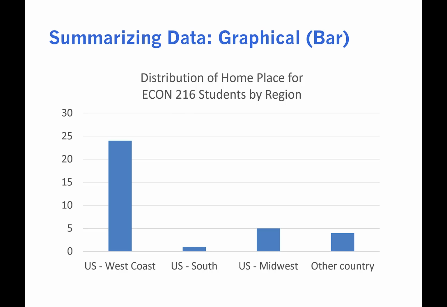So the length of the bar for each one of these categories is just going to show the frequency for that class or for that category. Like for West Coast, we had 24 students, so the bar is going to go all the way up to 24. For South, we had 1 student, or the frequency was 1, so the bar for South is just going to go up to 1. For Midwest, we have 5, and for other country, we have 4. So the bar chart is presenting basically the frequency, but in a graphical form.